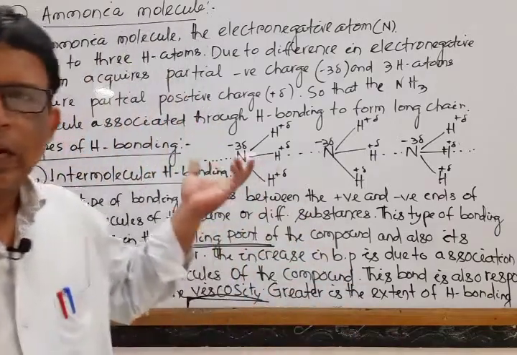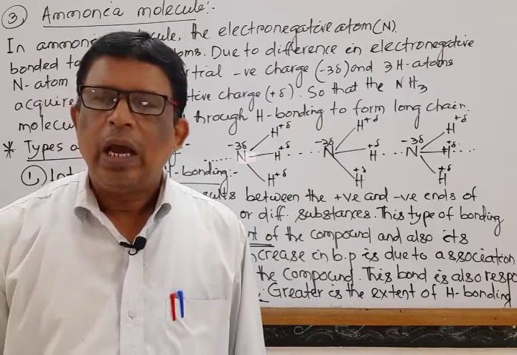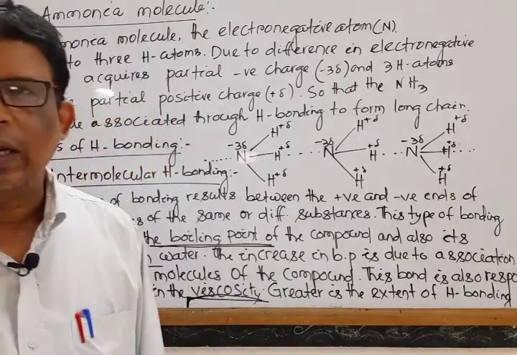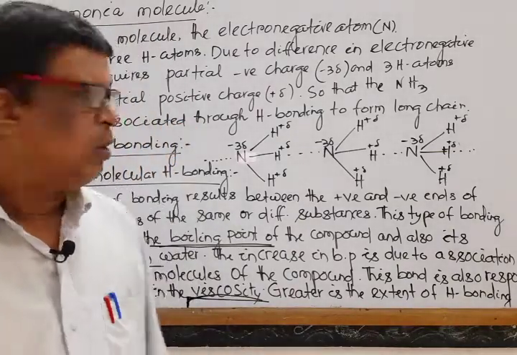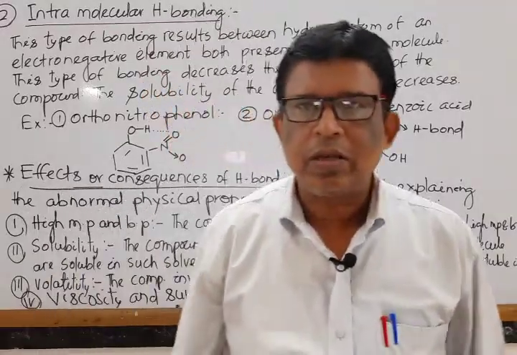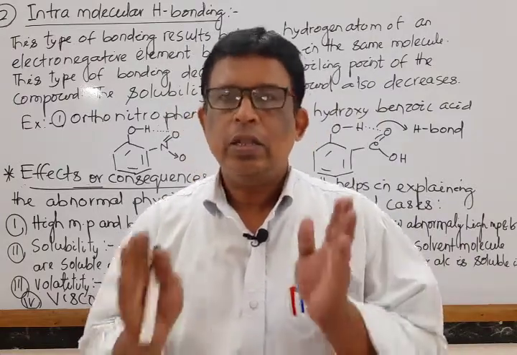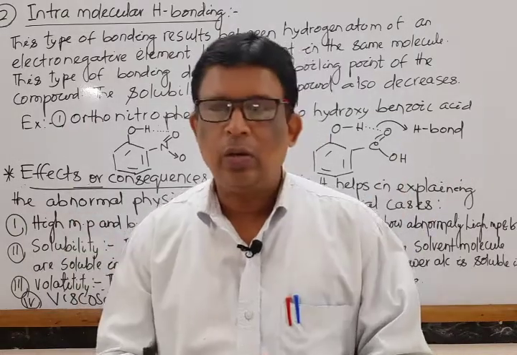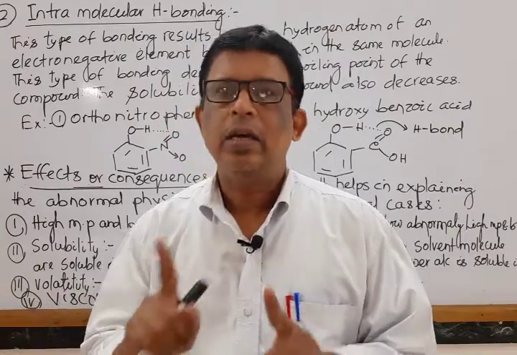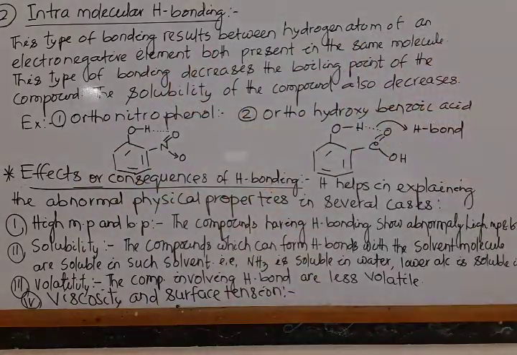Examples are already over, that means the water molecule, the ammonia molecule, and the hydrogen fluoride molecule or hydrofluoric acid. Next, switch over to part 2, that is intramolecular hydrogen bonding. That is the bonding between two atoms of one molecule, one is hydrogen, and one is a highly electronegative atom, that is nitrogen, oxygen or fluorine. Mark that. Second one, intramolecular hydrogen bonding.